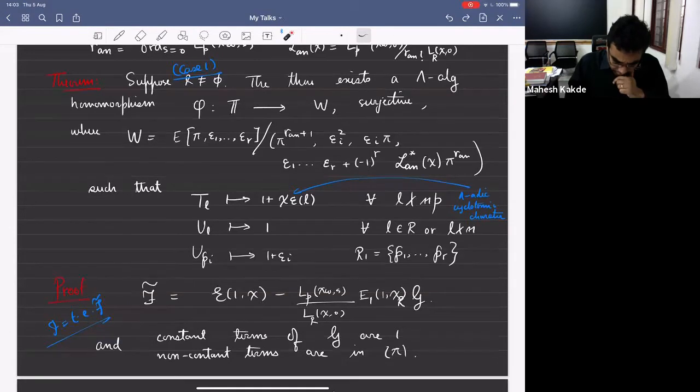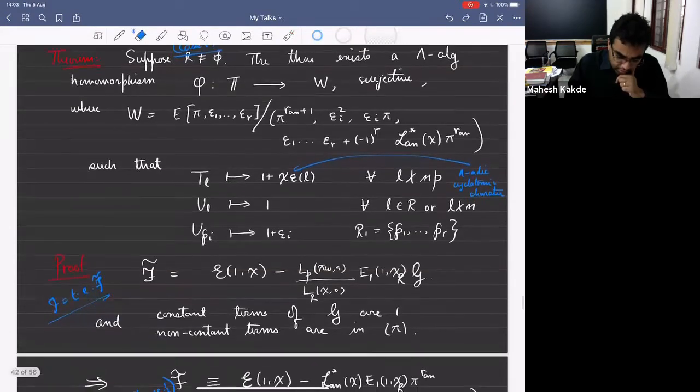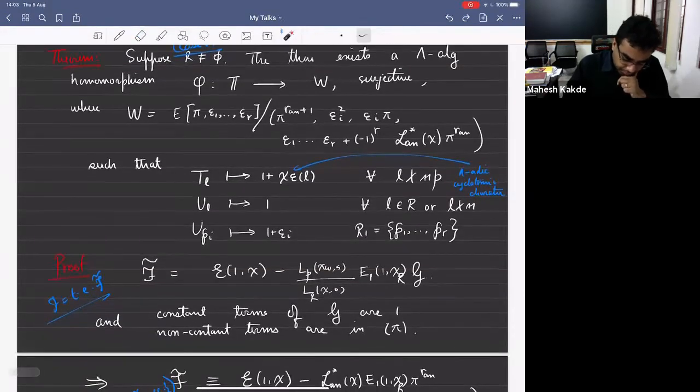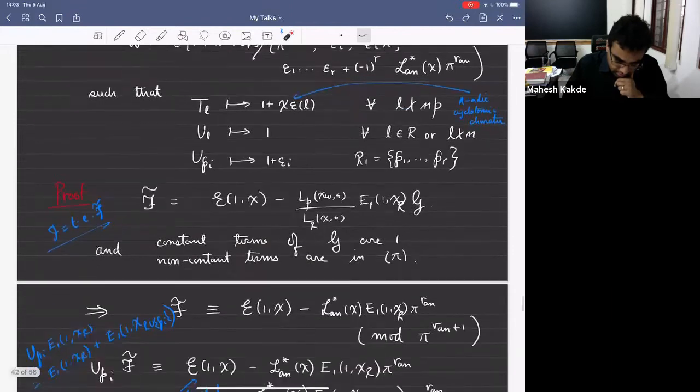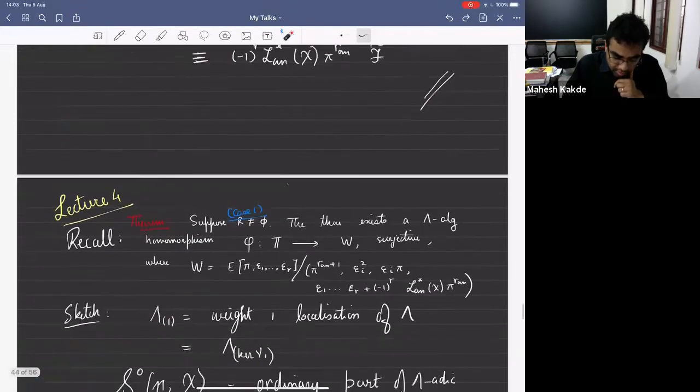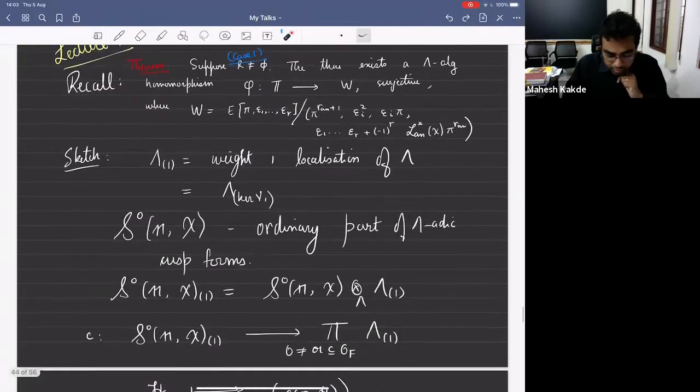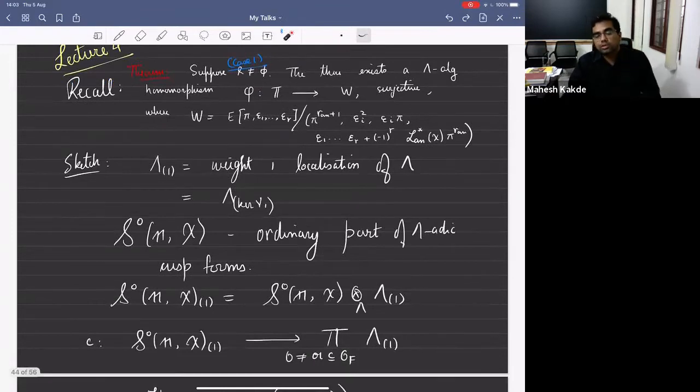Okay. And I calculated for you the action of these U_P operators on F tilde yesterday. So I'll not do that again, but let me sketch the proof, sort of the ideas of how it works. So as well as introduce some notation.